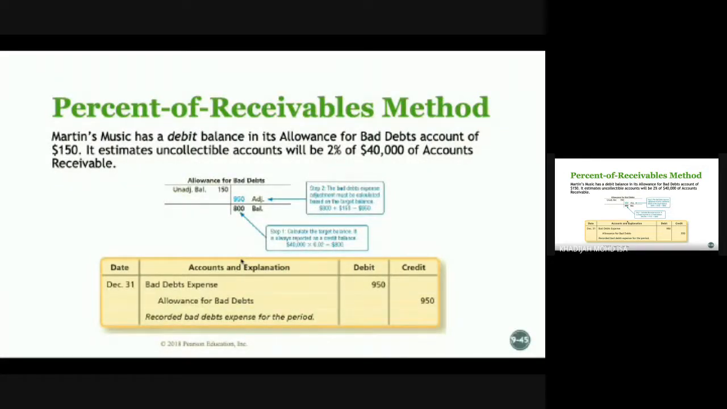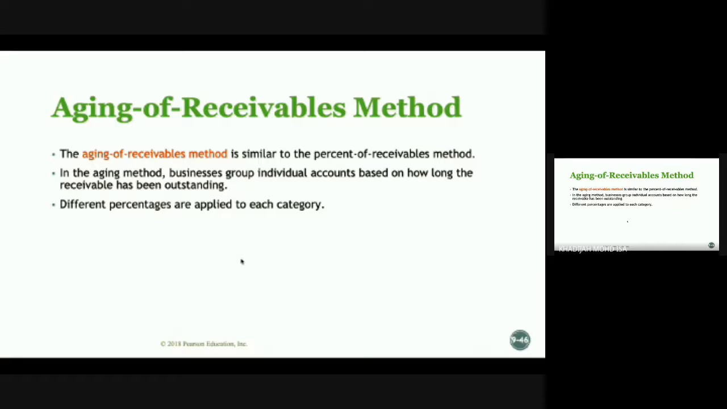Okay, so later when we do tutorial, we can see this clearer. Right, aging of receivable. So this is the third method, the aging of your receivable. It is almost similar to percentage of receivable. Businesses group individual accounts based on how long the receivable has been outstanding. So different percentages are applied to each category.